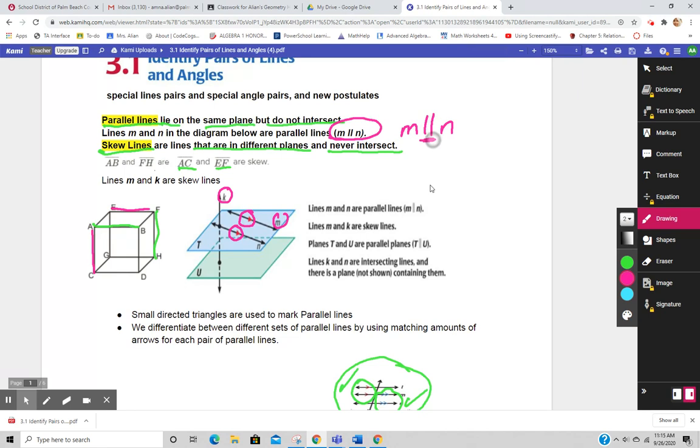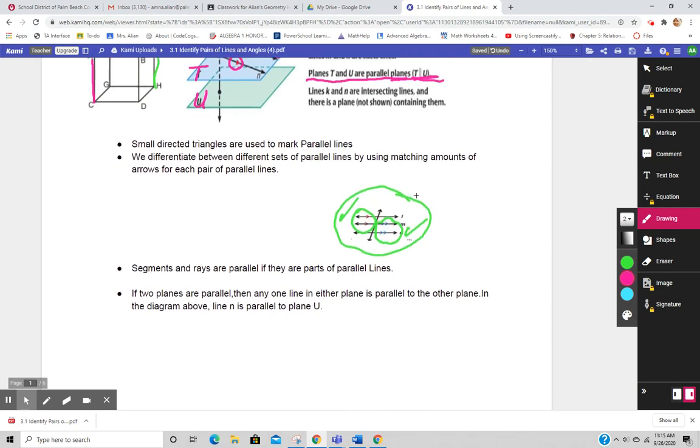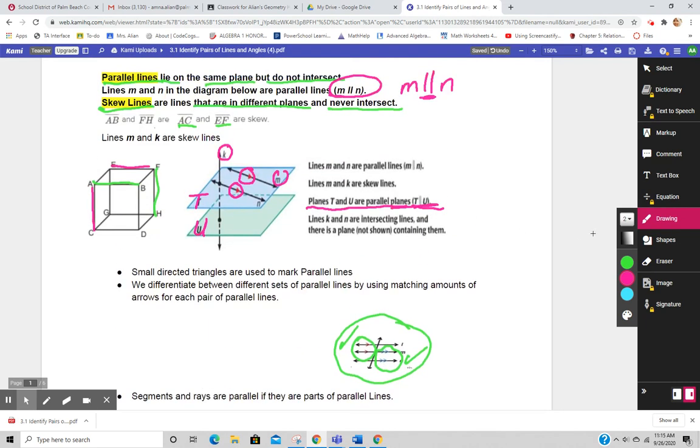They could be two planes, like in this case here, in this diagram, plane T and plane U are parallel to each other, and this is how we would indicate it. Planes P and T are parallel planes, and this is how we would show it. T is parallel to U. Okay? All right, let's keep going. Let me go back to the diagram. You should know one more thing.